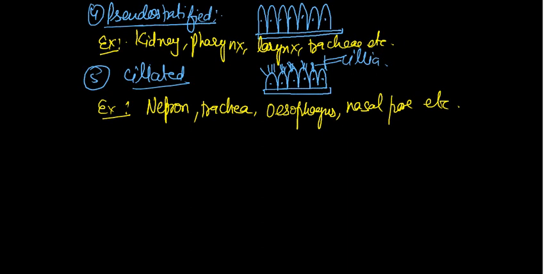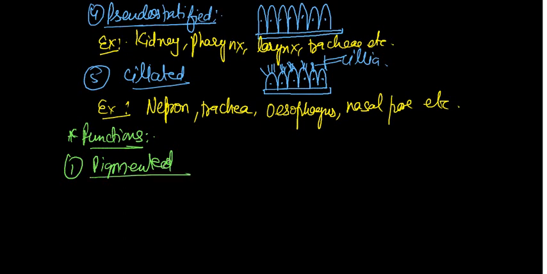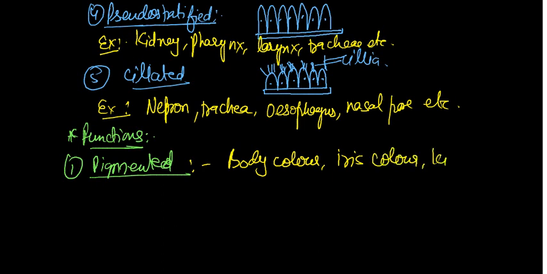Now come to the classification based on their functions. Number one is pigmented. Pigmented means the epithelial tissue which gives color, for example melanin pigment, body color, iris color, kidney color, etc. It means it gives color.